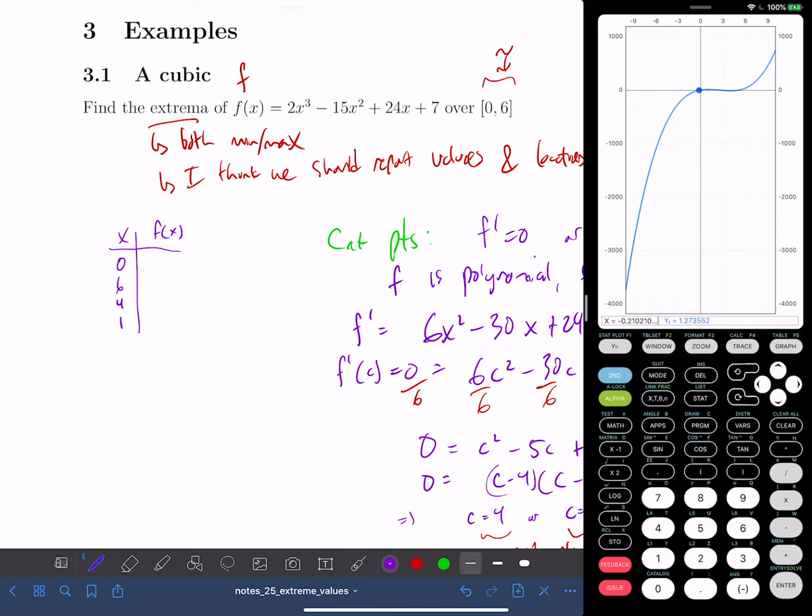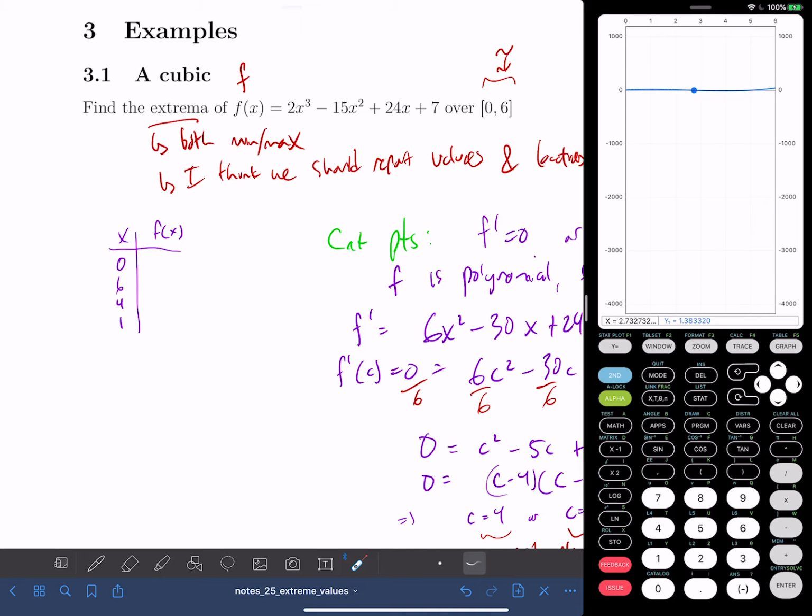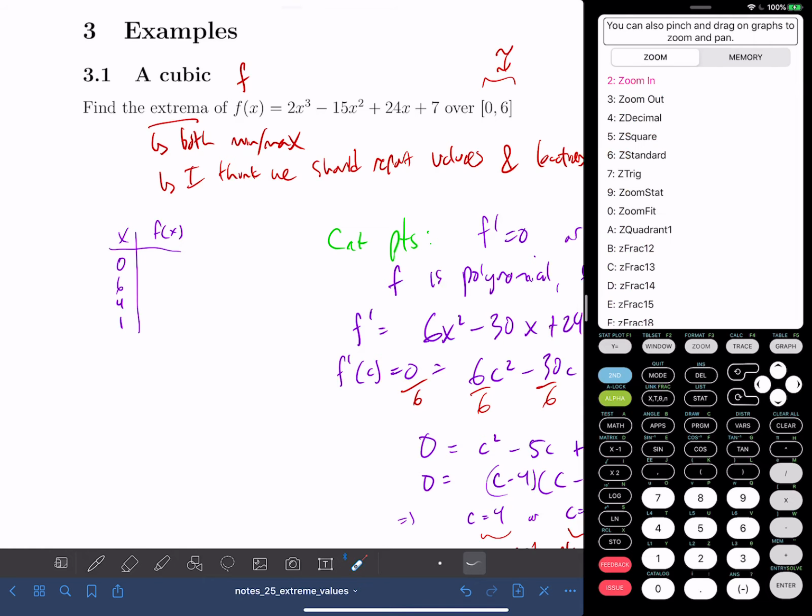So I don't have pinch to pan. I have tap to trace in this calculator. That seems good. We're interested in from 0 to 6, right? So I'm going to adjust my window from 0 to 6. Clear, graph. And now its height is super silly. So let's see if zoom fit does the correct thing on this calculator.